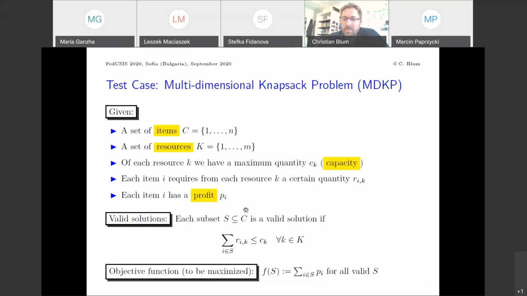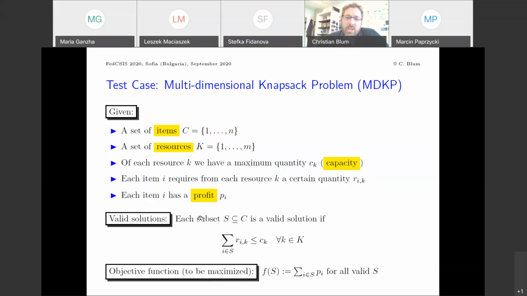I want to show you some results for the comparison of these two in the context of a problem which is called multidimensional knapsack. I'm sure most of you know this problem. It's very easy to explain. You have a set of n items. We have m resources. Each resource k has a maximum quantity, ck, or the capacity. Each item i requires from each resource k, if chosen for the solution, a certain quantity rik. And each item has a profit, pi.